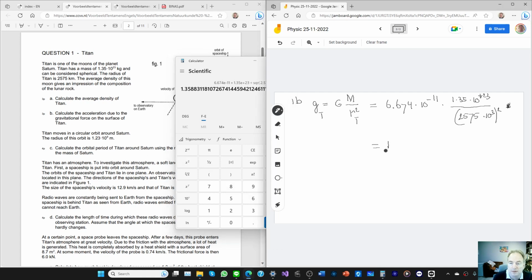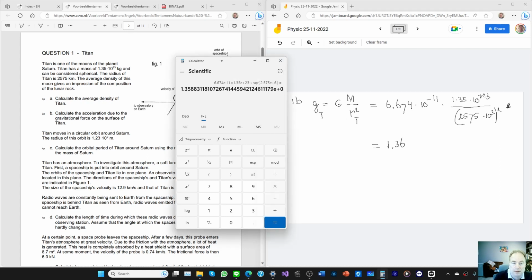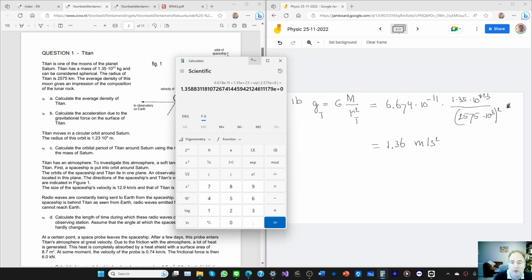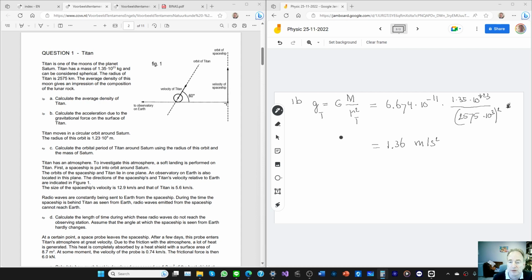That is, let's just keep 3 significant figures, 1.36 times 10 to the power 0. So this 1.36 then meter per second squared. So quite a bit of a lower acceleration than on the surface of Earth.